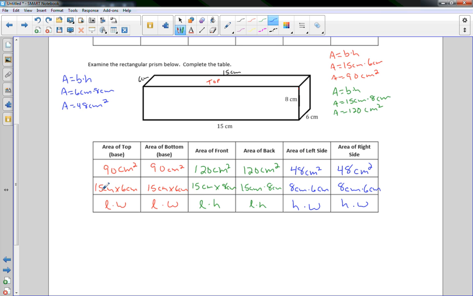So my 15 is my length, 15 length, and then W is 6, they all match up, and then 8 centimeters is my height. So this is what they were looking for in the table: what we multiplied to get this number, and what we were actually multiplying.